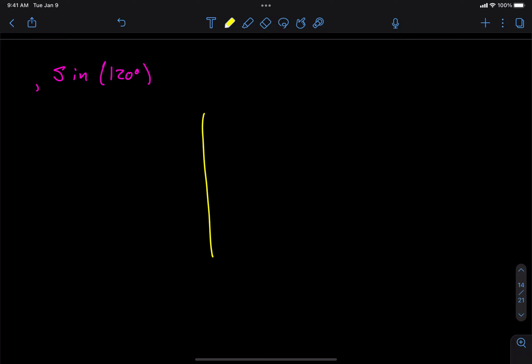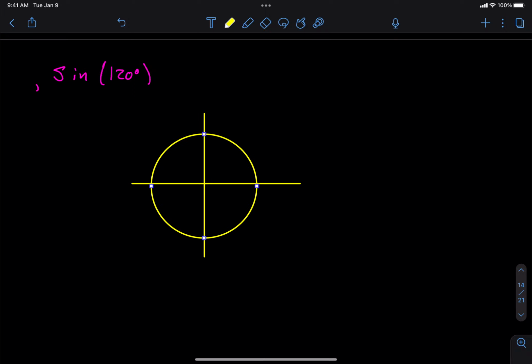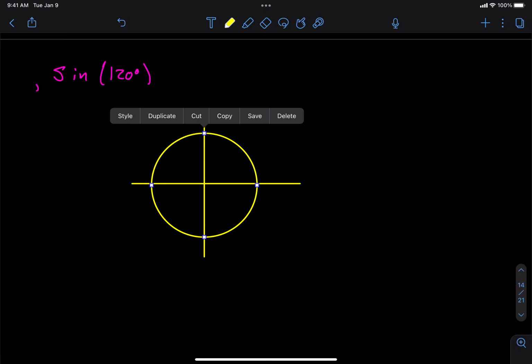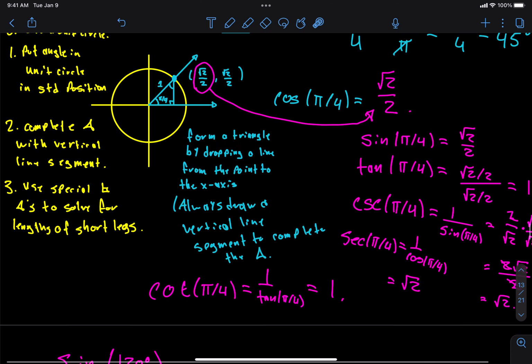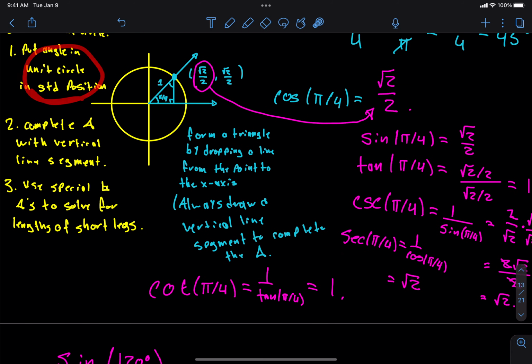Okay, so what do we do first? We draw a unit circle. So first things first, we draw a unit circle. So here's the unit circle. It's really easy to draw on this thing because it just fixes everything for me. Okay, so now I need to put in the angle, right? That's step 2, put the angle in the unit circle in standard position.